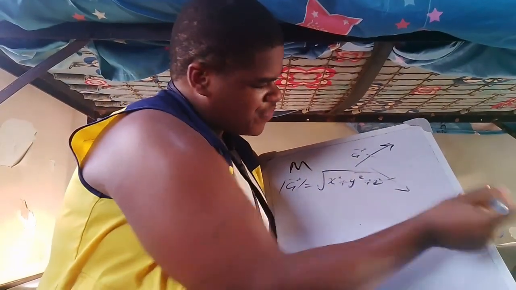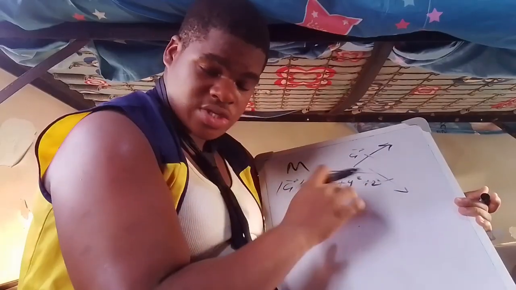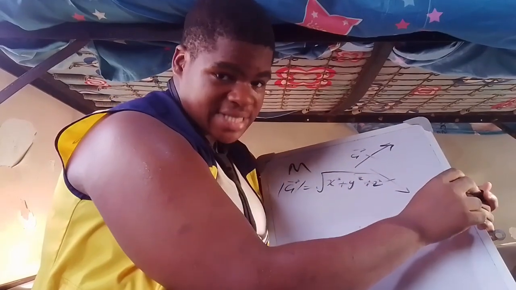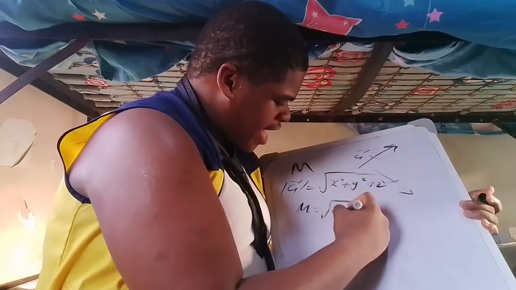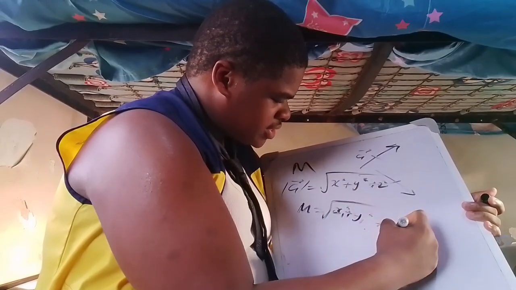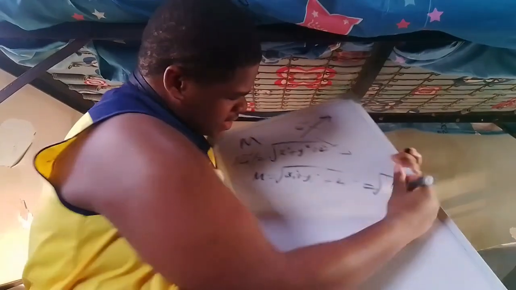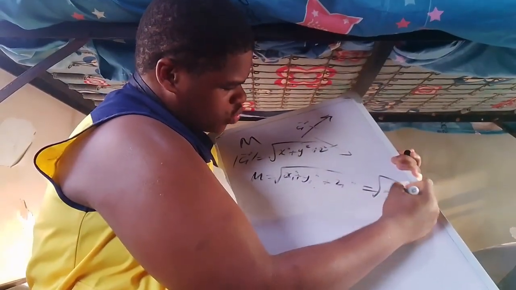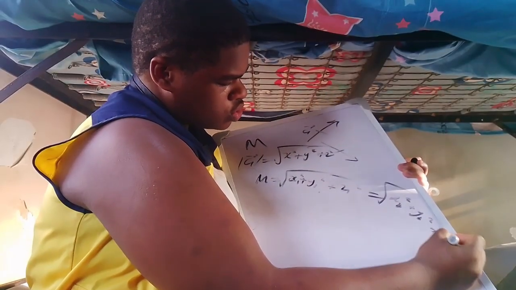Now let's pick a magnitude. Let's say the magnitude that we want the two vectors to have is m. So m should equal the square root of x1 squared plus y1 squared plus z1 squared. And this should also equal the second vector's magnitude, which is the square root of x2 squared plus y2 squared plus z2 squared.